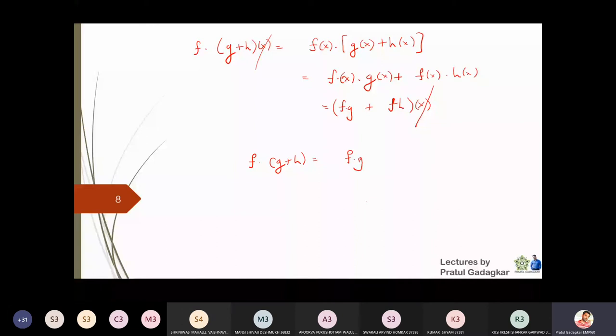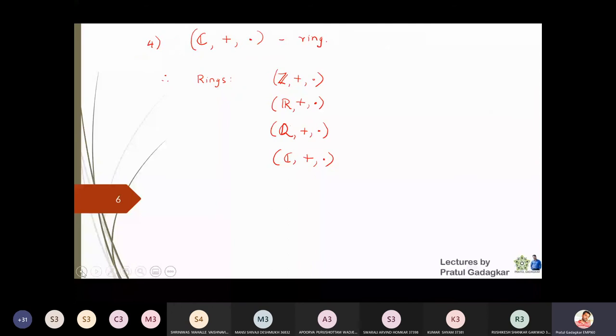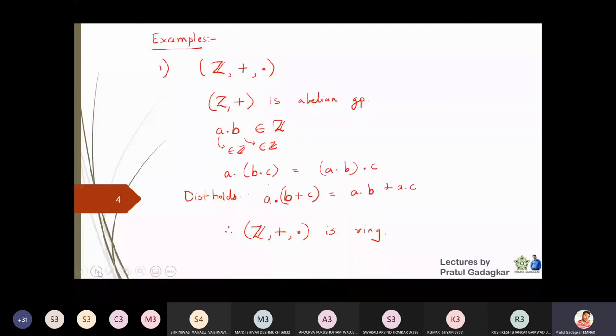So distributivity also holds, and this means that my fifth example is ready: the set of all functions with respect to usual addition and usual multiplication of functions is also forming a ring. So we have the fifth example ready in our list. So that example is F, plus and dot.